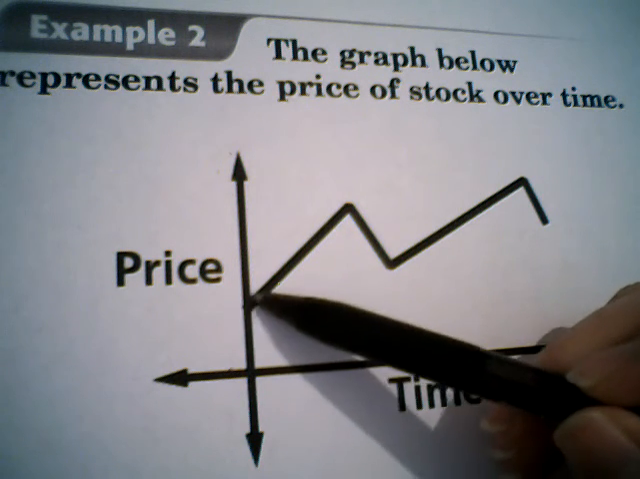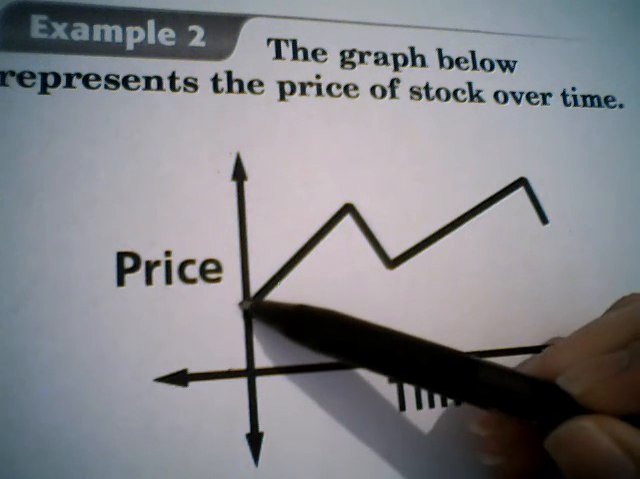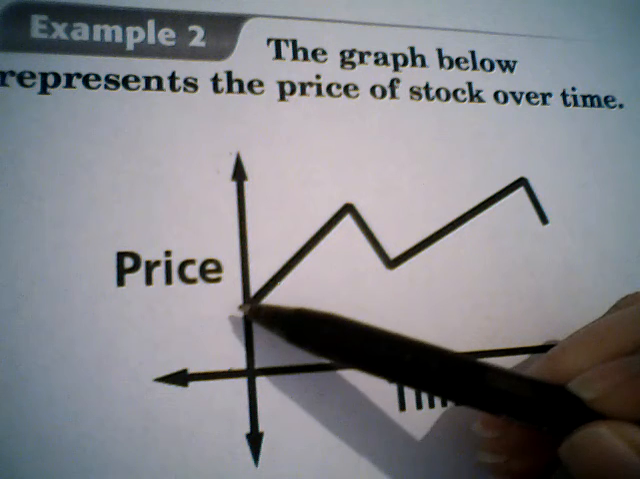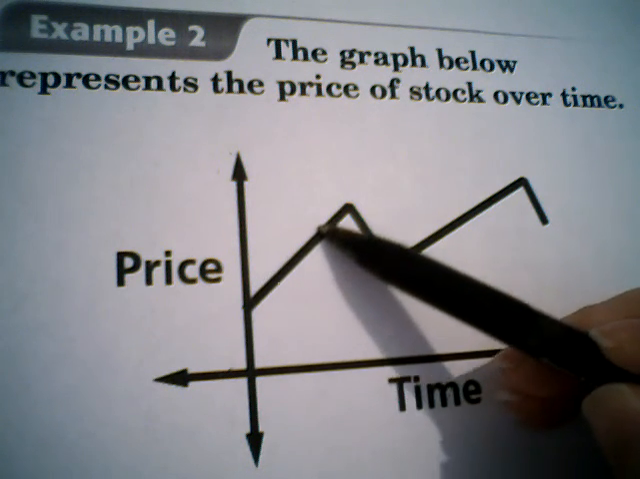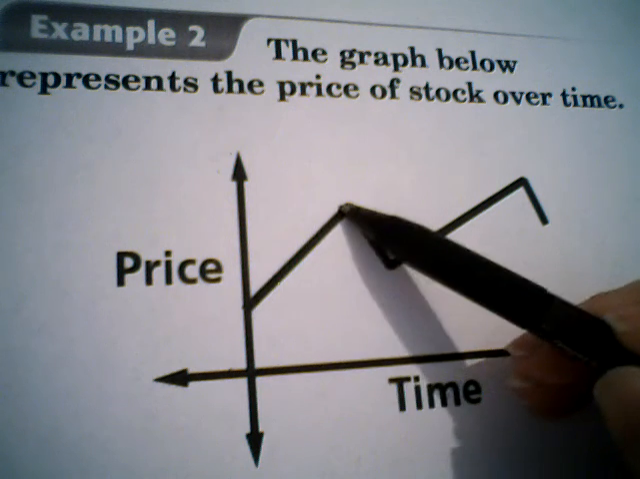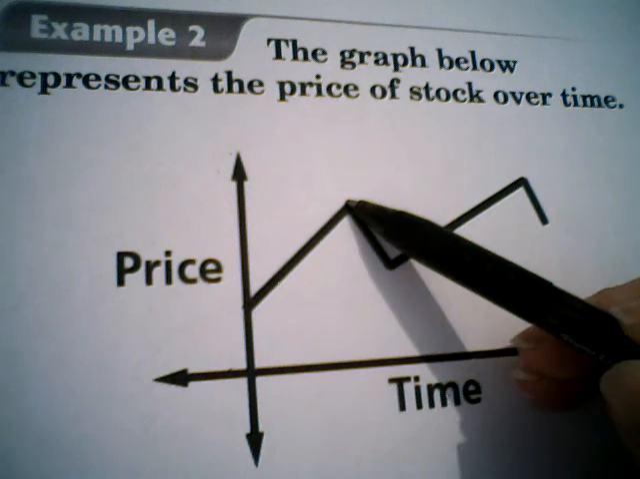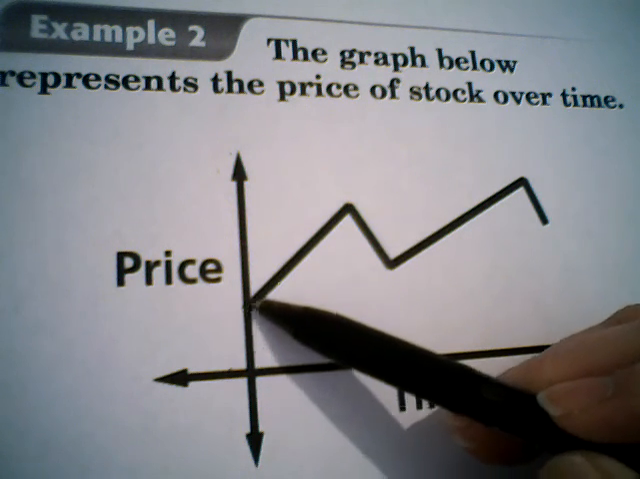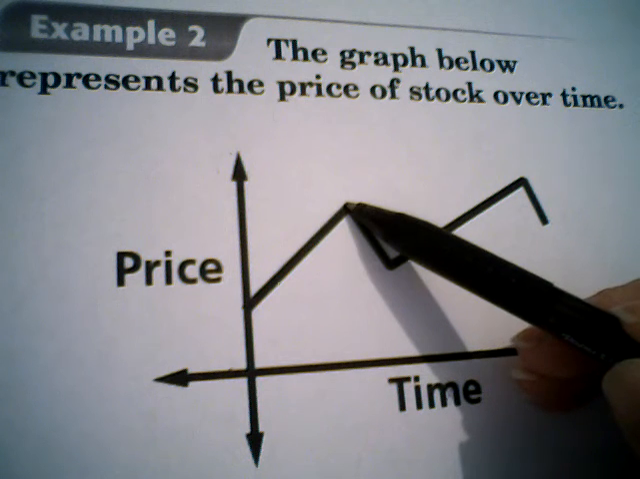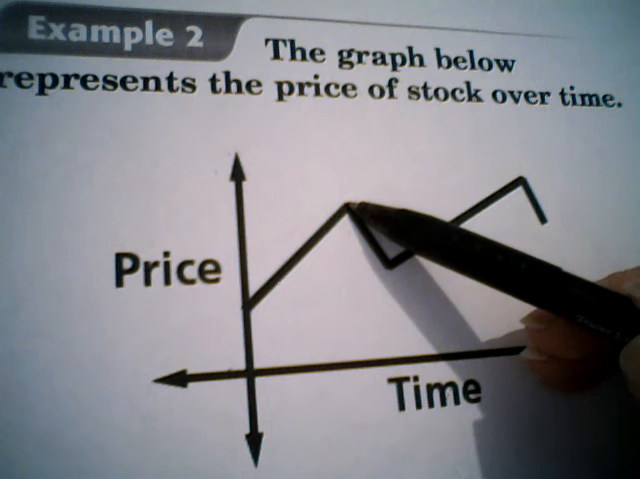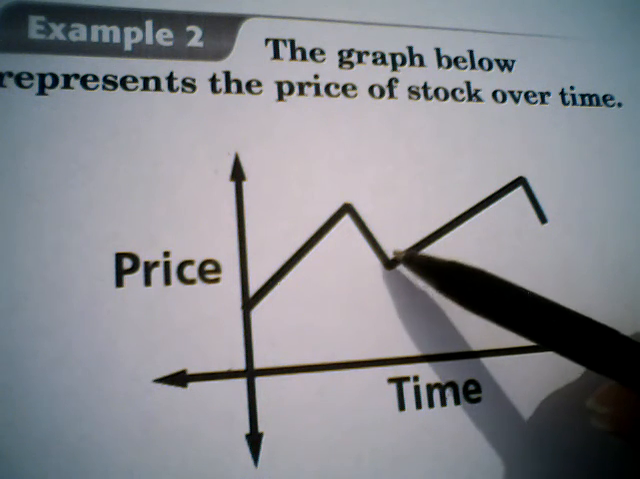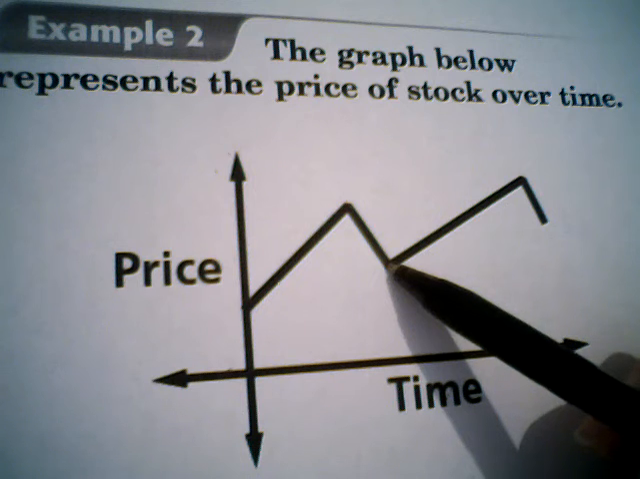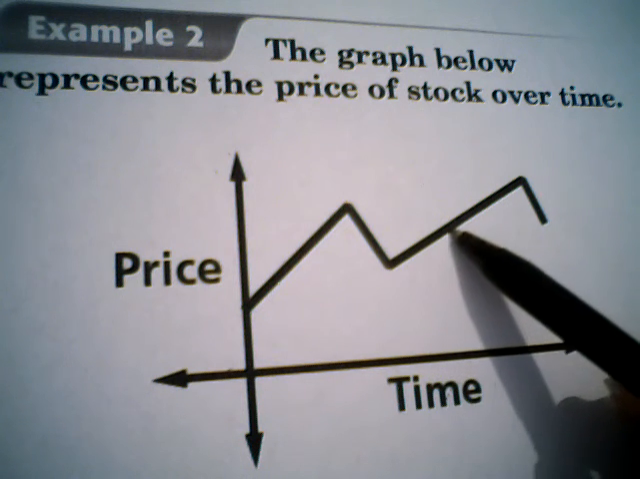So we can say, well, we started at a certain price. It didn't start at 0. It had an initial cost. And that price steadily increased. We know that it's steadily increasing because it's a line. So as time went on, the value of the stock went up steadily. Something happened and the value of the stock went down fairly steadily. Something else happened and it went up steadily again.